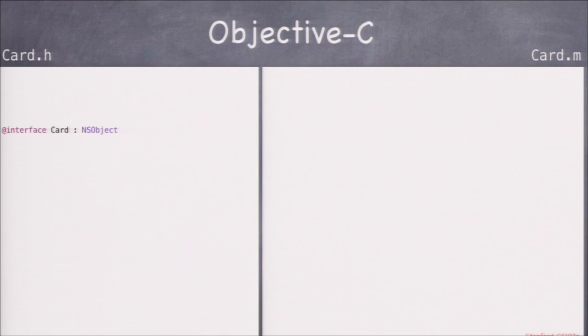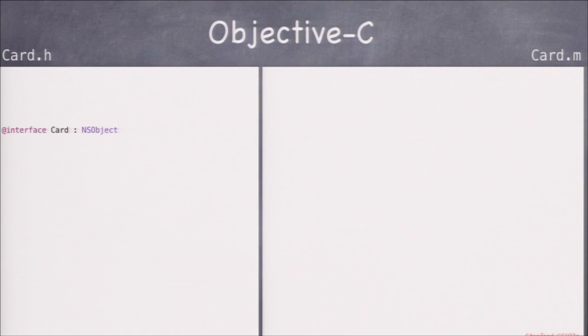And you can see the syntax we use is @interface, the name of our class, which should always match the name of the file, by the way. Card.h should always have the interface for the class card. And then a colon, and then your superclass.